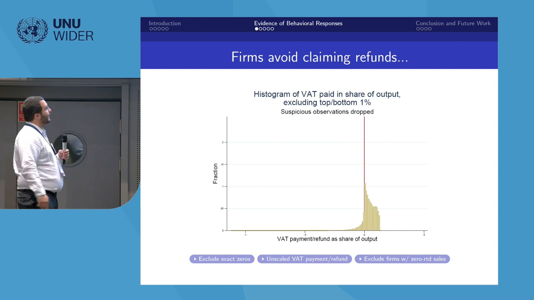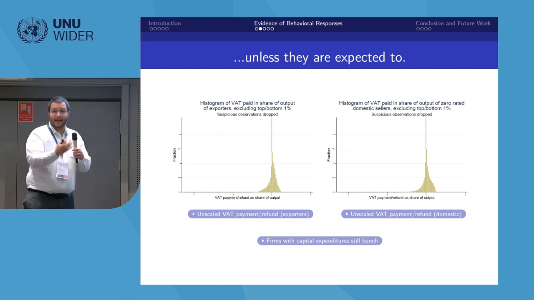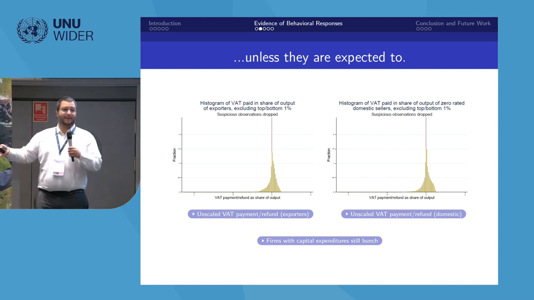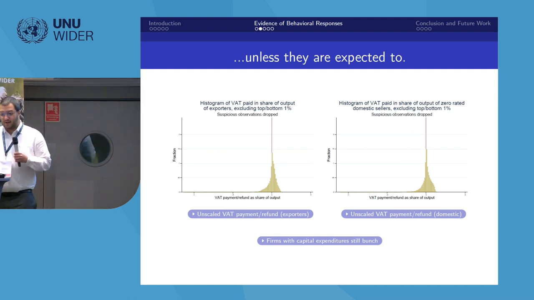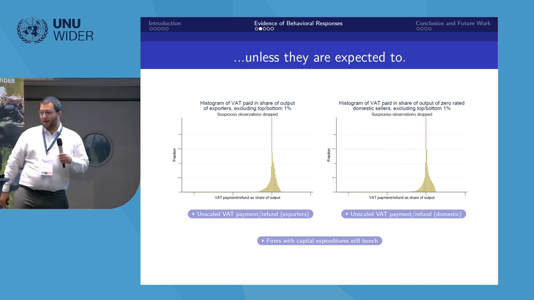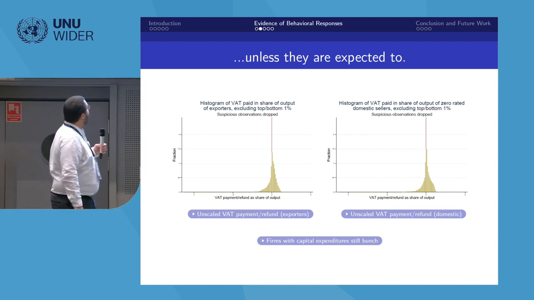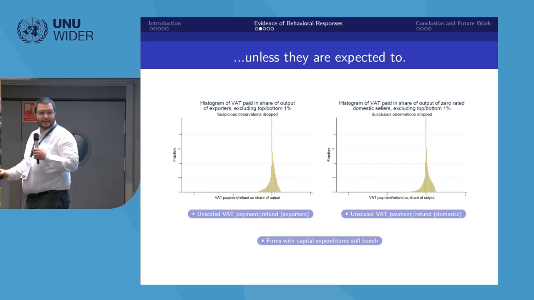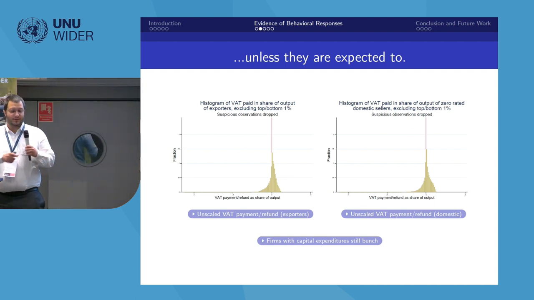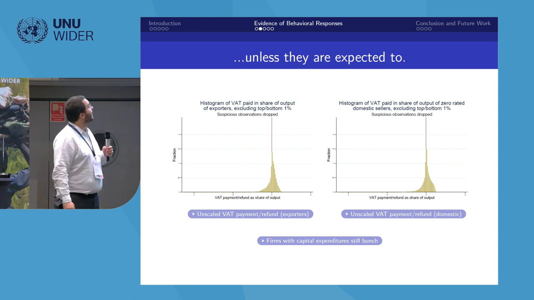audit probability, et cetera. This does not show up when we're looking at firms that you would expect to be claiming a refund. So if we look at exporters on the left, or zero-rated domestic sellers on the right, we don't see nearly as much bunching as we see in the graph for the total population, which is, by the way, even stronger if we look at only non-zero-rated sellers.